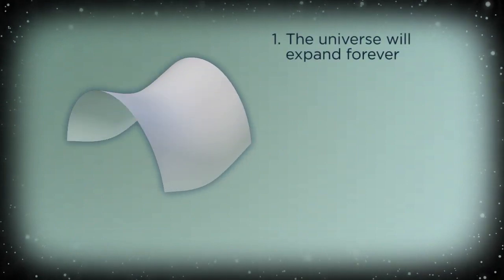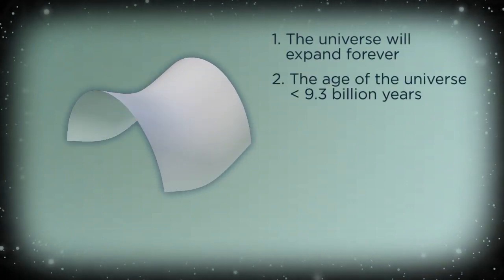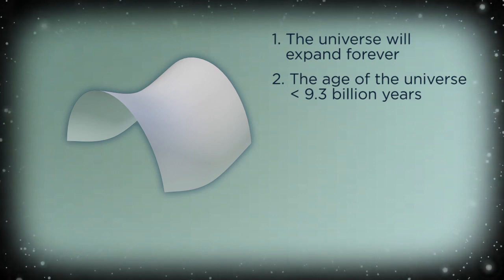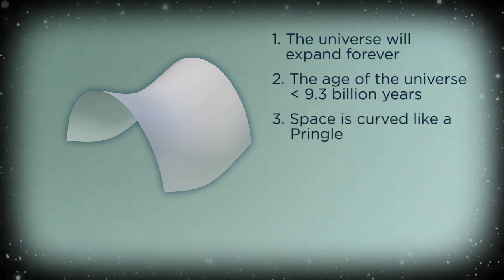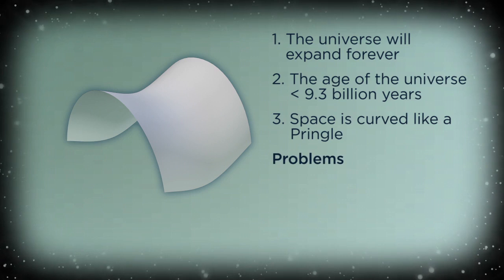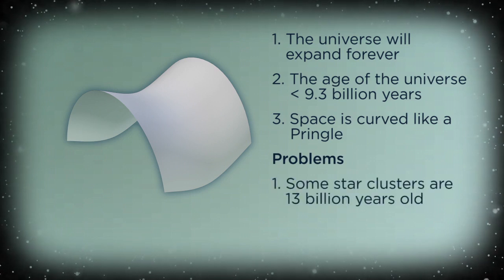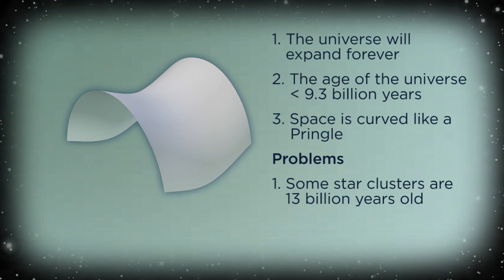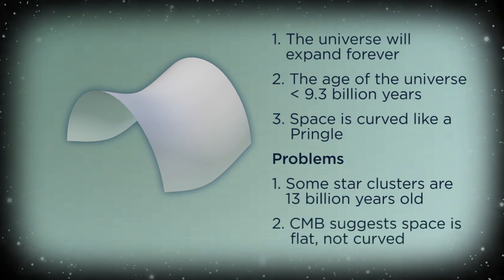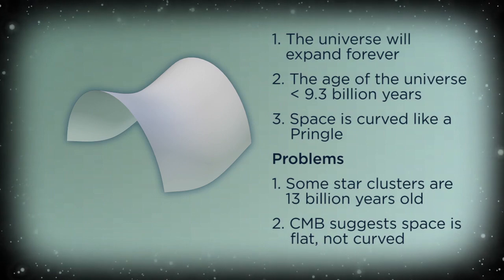Let's review the story so far. Measurements of the density of the universe came up with 30% of the critical density. On its own, that implies the universe will expand forever, that its current age is less than 9.3 billion years, and that space is curved like a Pringle. However, some globular clusters appear to be 13 billion years old, and observations of the CMB imply space is flat as a pancake.